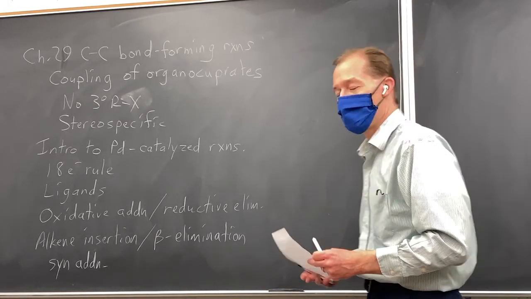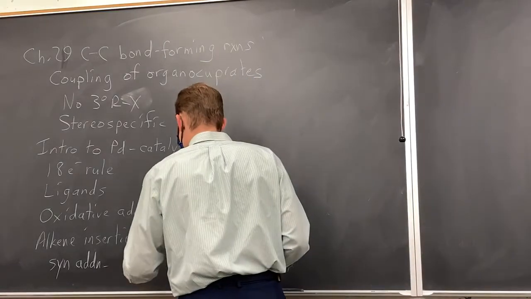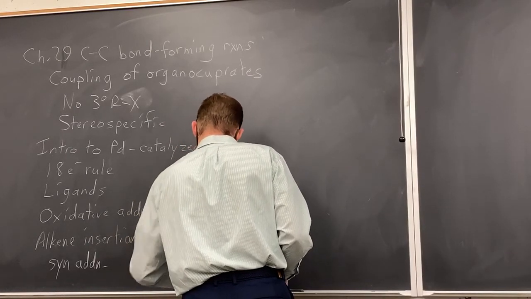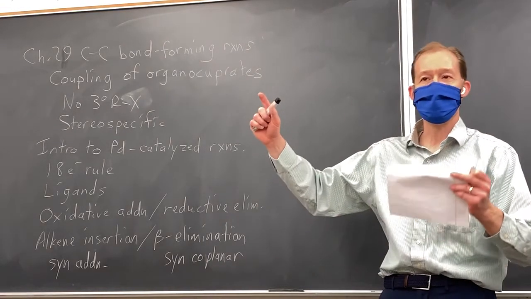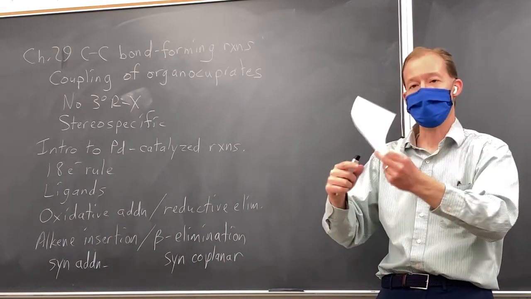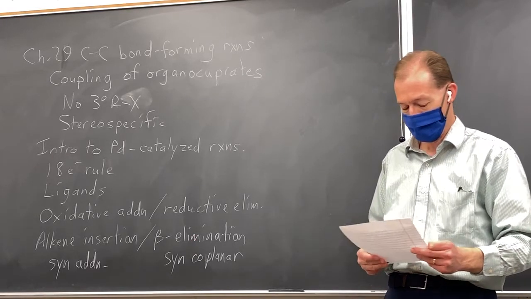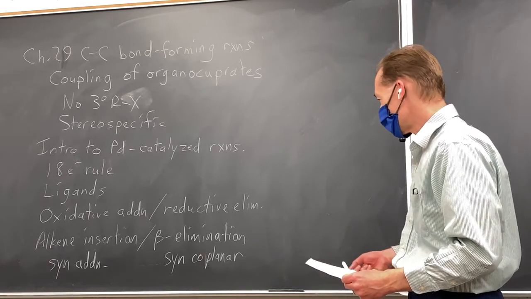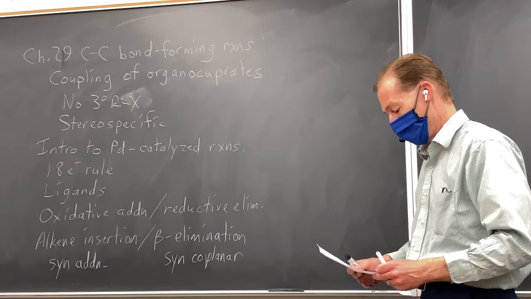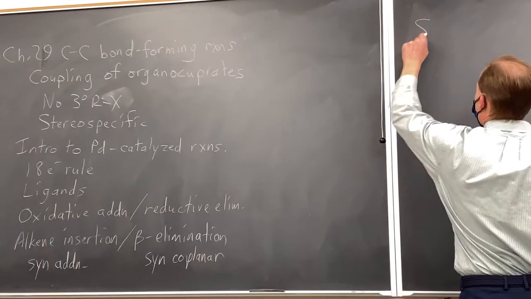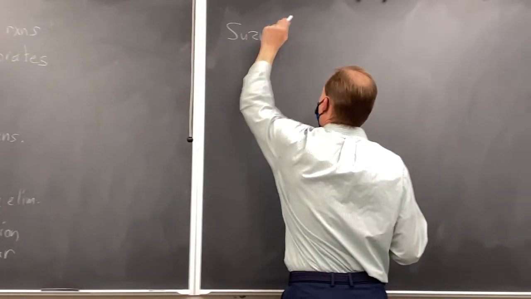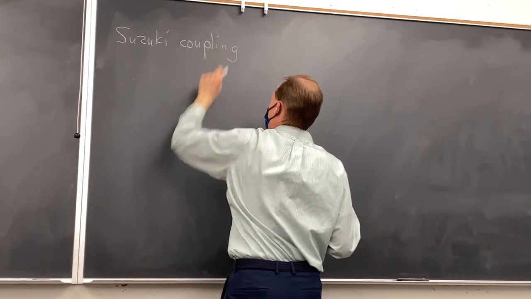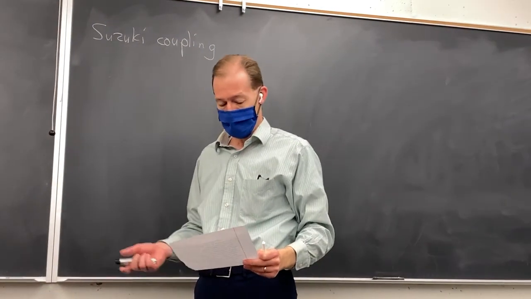And then our beta elimination usually eliminates a hydrogen, a beta hydrogen, and we have to have a syn coplanar relationship between the beta hydrogen that is eliminating and the palladium because they end up bonded to each other as a result of that. So those were the key details that we talked about in regards to these processes on palladium. So then we started talking about palladium catalyzed reactions. And the one we talked about today in class is called the Suzuki coupling.